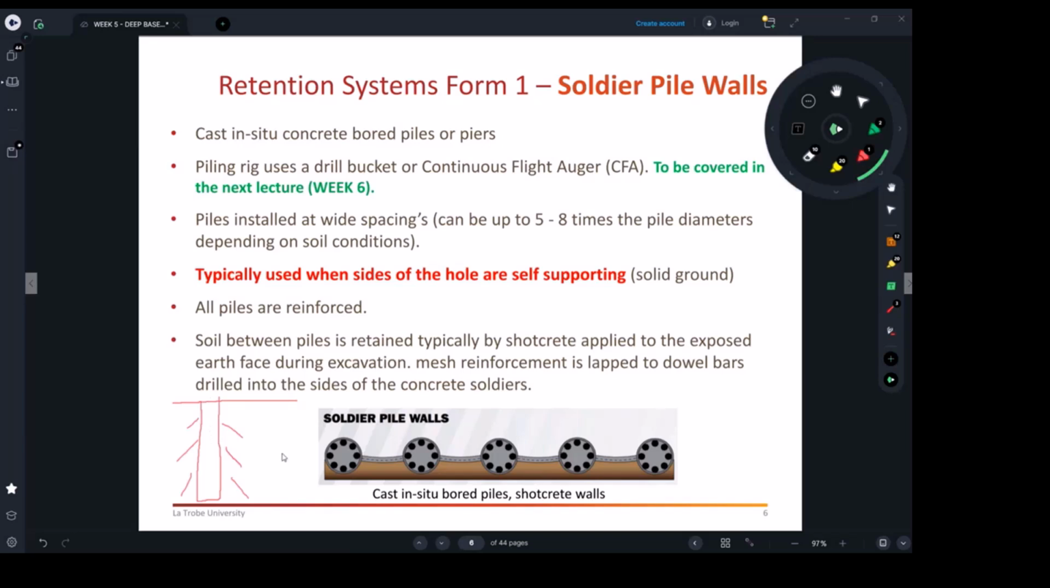The steel cage, you put the reinforcement, then you pour the concrete. If we can do such excavation and the soil was okay, the surrounding soil was okay, then we can use the drilling bucket or any piling ring. Now the continuous flight auger, CFA, we will talk about carefully next week.